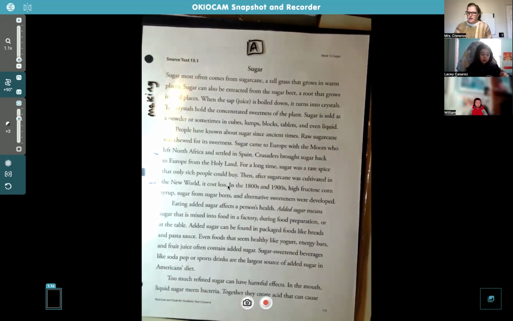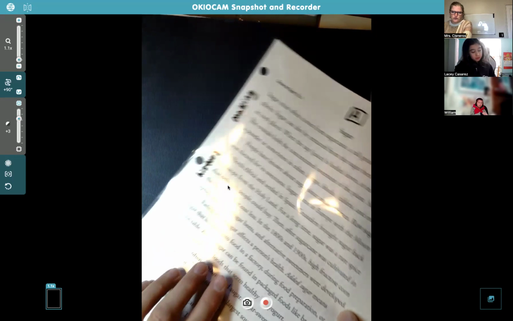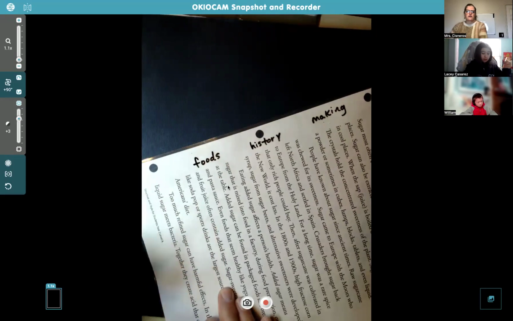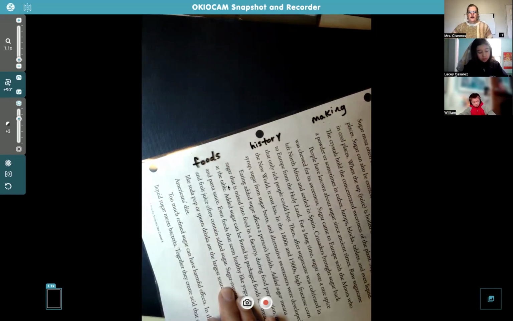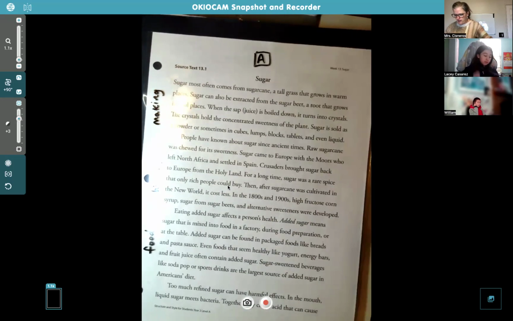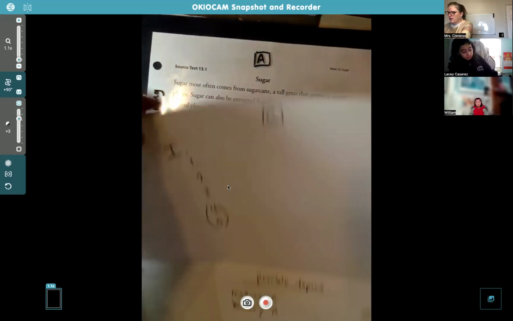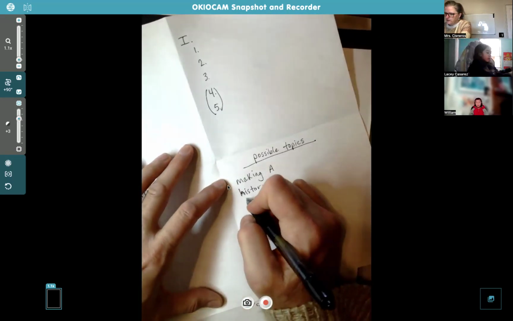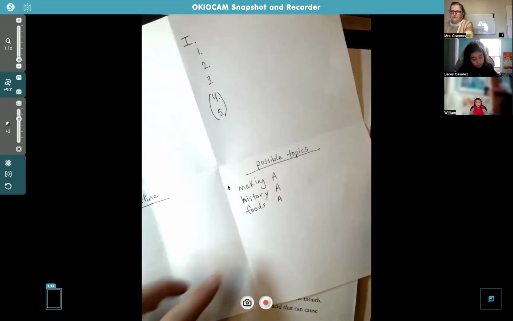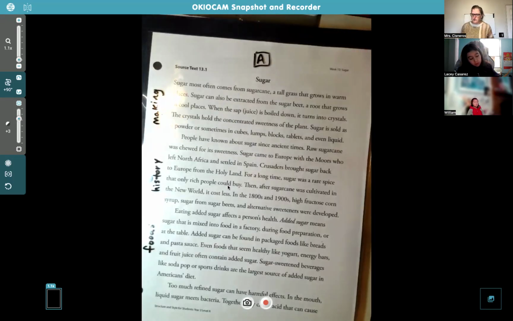Well, it's talking about different foods that have sugar in it. So I'm going to call this one foods with an S. Foods. It just means the different types of foods that have sugar in it. After you write foods next to that paragraph, let's add it to our possible topics list. Under history, we're going to put foods and then an A there. Keeping track of what these paragraphs are about.